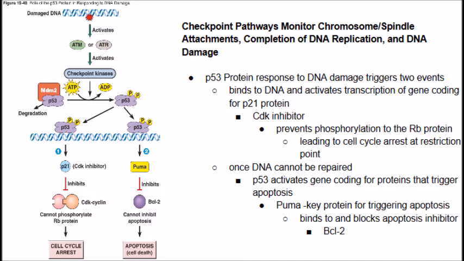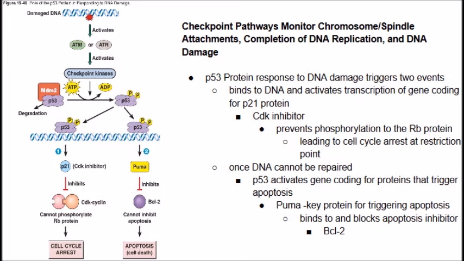So marked by number 1 on the left hand side of the figure, phosphorylated P53 binds to the DNA and activates transcription for P21 protein. P21 stops cell cycle progression by inhibiting CDK cyclin activity. If this happens, the RB protein cannot be phosphorylated and the cell will enter cell cycle arrest at the restriction point.